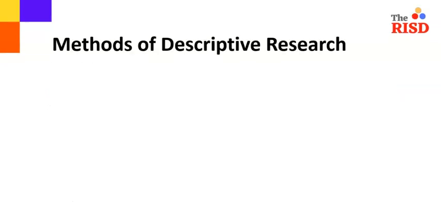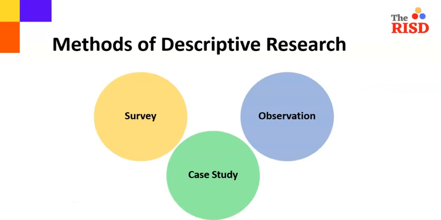Methods of descriptive research. There are 3 methods available here. The first one is survey. For conducting a survey, we will discuss in later lessons instrument development and questionnaire development. Then there is the case study method, then the observation method. With the help of these tools, we can collect the required information.